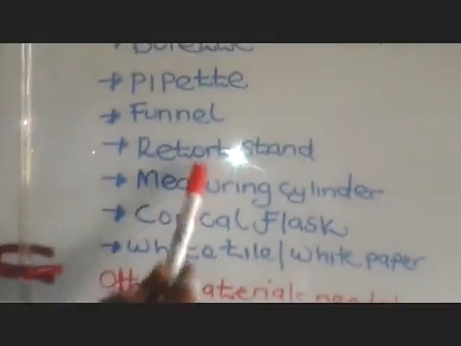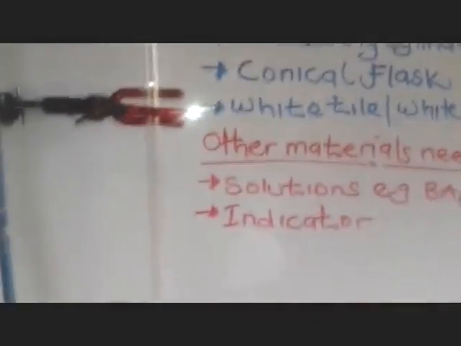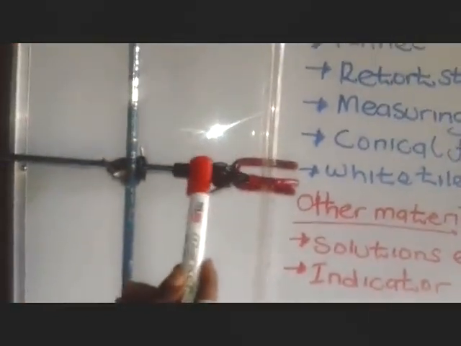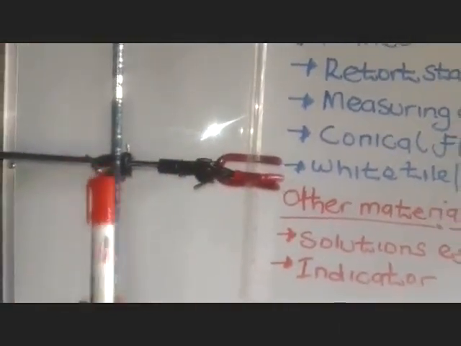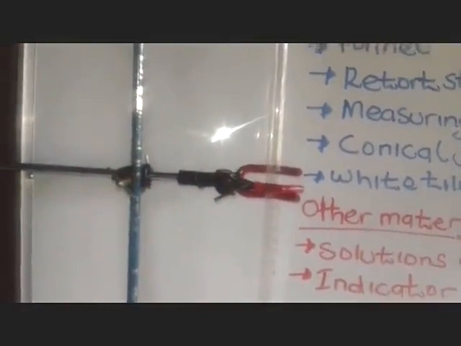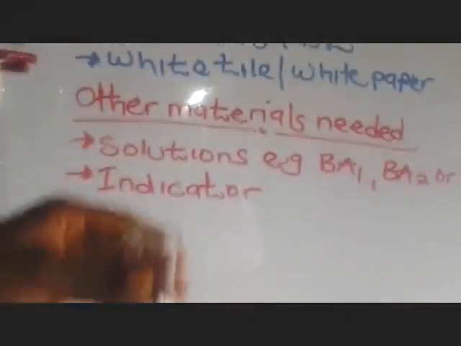Then you also need a retort stand. This is our retort stand. The retort stand has a clamp. This is a clamp, and it has what you call the boss head. Then we also need the conical flasks. This one is a conical flask which you are going to use when you are carrying out this practical. The conical flask can also appear like that.